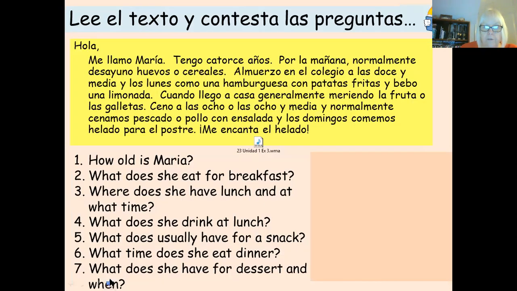Okay, so we're just going to move on. There's a reading I want you to do now. And it says, lee el texto y contesta a las preguntas. So we've got a text here written by Maria. How old is she? What does she eat for breakfast? Where does she have lunch? At what time? What does she drink at lunch? And so on. So you need to stop the video now, read it through, and when you are ready, resume it and we will correct it. Make sure you note down any new vocab in here that you don't recognize. You should take about 10 minutes, I should think, and then we'll resume so we can correct it.